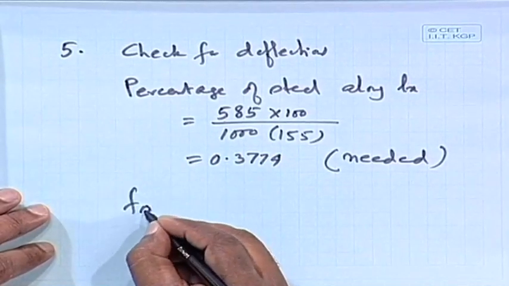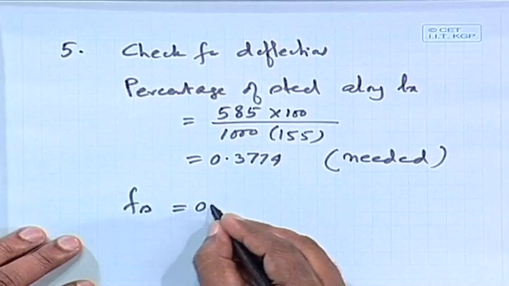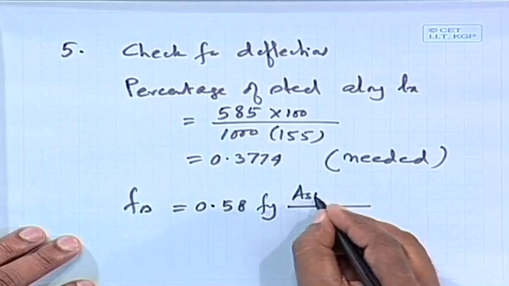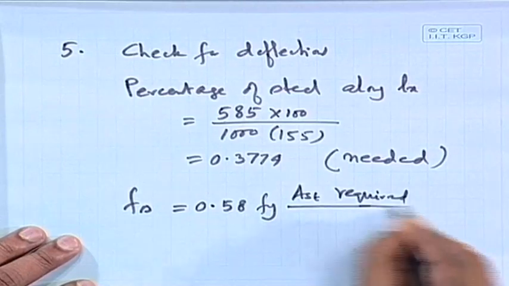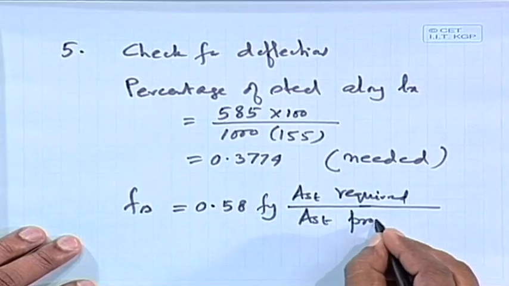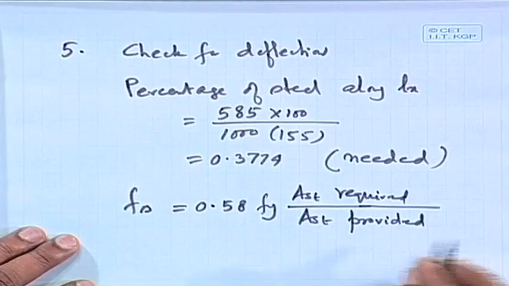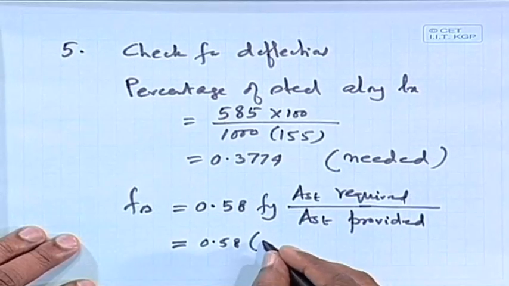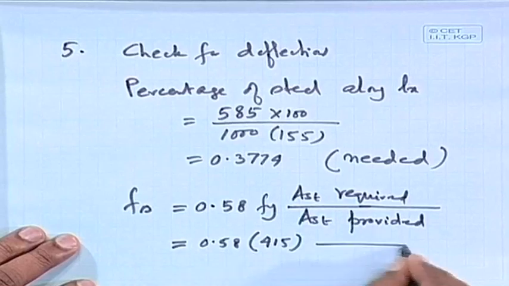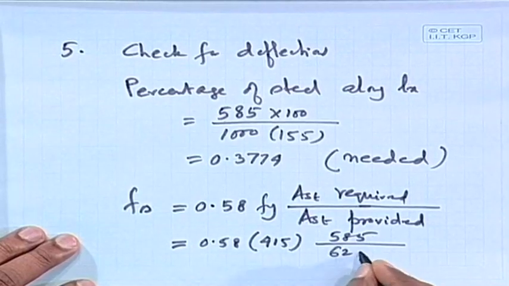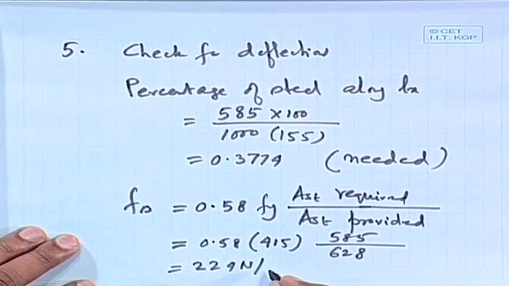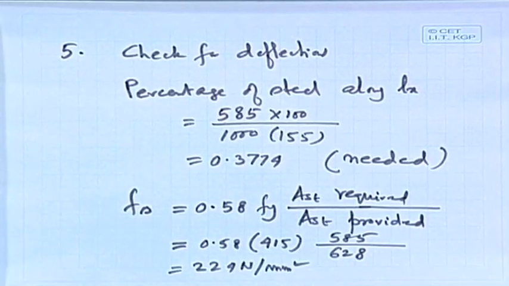So, Fs equals 0.58 Fy times Ast required divided by Ast provided, which will be equal to 0.58 times 415 times 585 divided by 628, which comes as 224 Newton per square millimeter. So, I think we do not need all those other estimates. Okay.